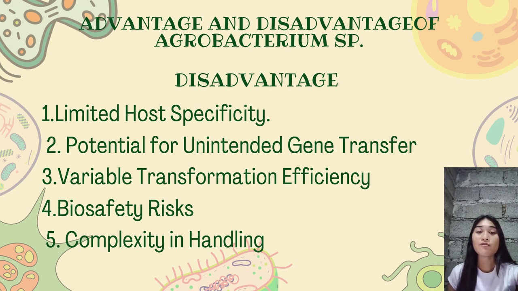Number four is biosafety risk. Because it is a living bacterium, Agrobacterium carries a risk of horizontal gene transfer in the environment. This potential ecological impact necessitates strict containment and handling procedures in the laboratory. And for the last is complexity in handling. Finally, Agrobacterium requires aseptic conditions and can be sensitive to environmental factors and antibiotics. Poor handling can easily lead to contamination or failed experiments, especially for beginners.